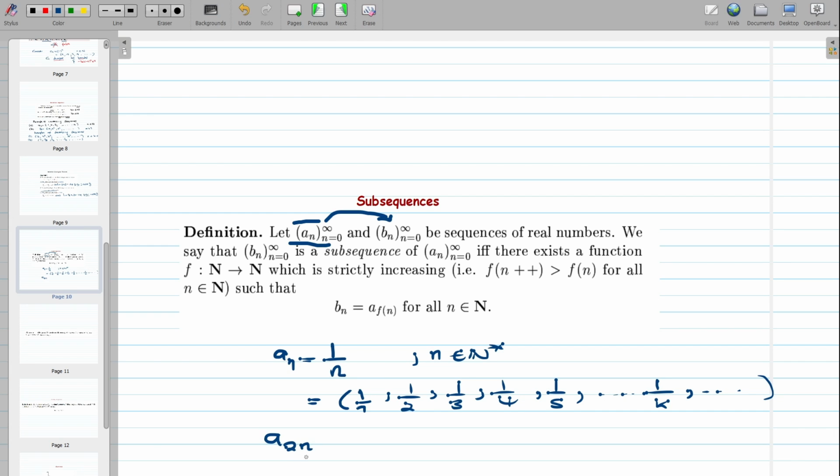a sub n_k, now here there's one thing that we are supposed to observe, one thing that we're supposed to respect about this function that we have here. So here we have a function of n, f of n is equal to 2n. Now this function, according to this definition, has to be a mapping from the set of natural numbers into the set of natural numbers. And then this mapping has to be strictly increasing.